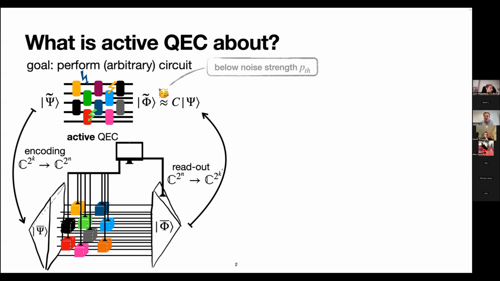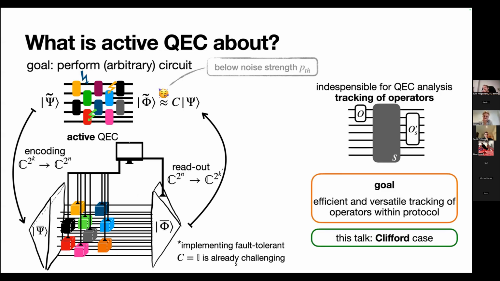This has to be contrasted with passive error correction, like in a magnetic hard drive for classical information, where you don't have to do anything actively. But this is much more tricky for quantum systems. And so when you analyze such a protocol, it's indispensable to keep track of how operators evolve through the system. For one, to understand how the encoded information is manipulated, but also how errors act. The goal of this talk is to show how graphical tools can be used as a versatile and efficient method to track these in the Clifford case.